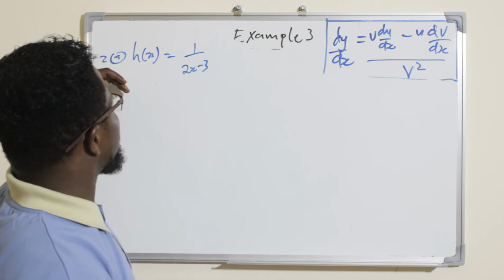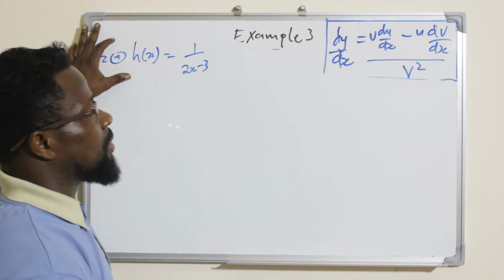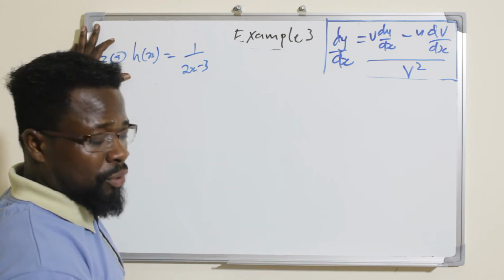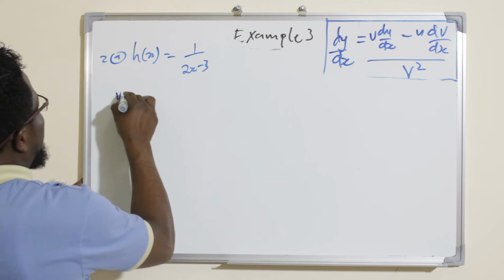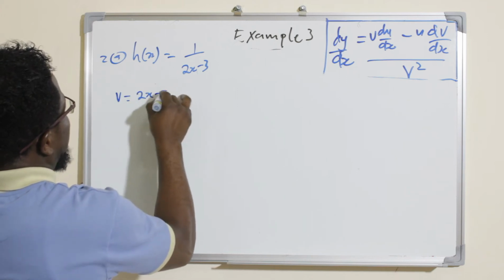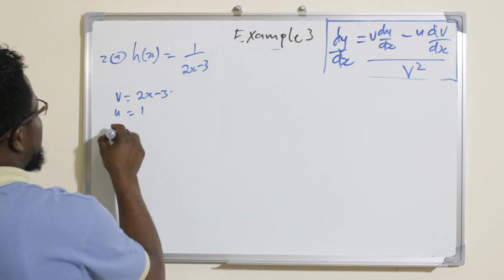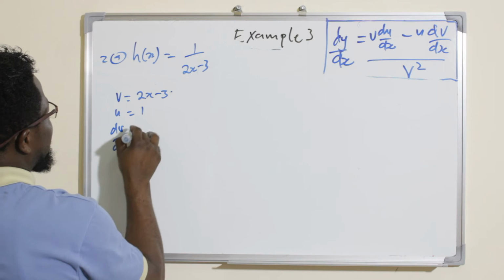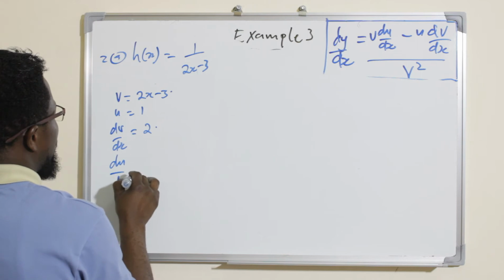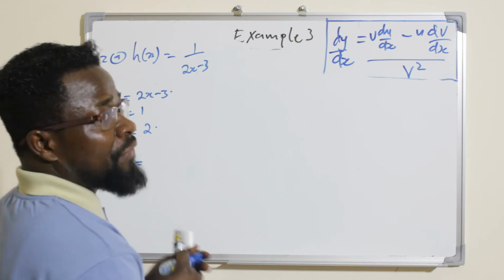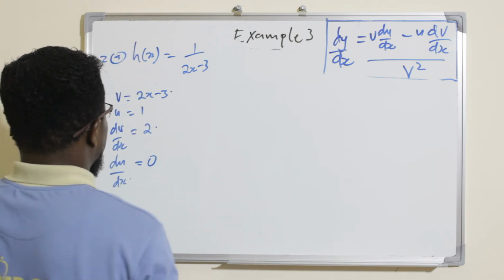Alright, now this is question number 2. In question 2a, we need to apply the quotient rule in solving the problem. So if I want to apply the quotient rule, then I know that my v is 2x minus 3, and my u is 1. So what is dv/dx? dv/dx is 2, and what is du/dx? Well, remember, we are differentiating a constant, and when you differentiate a constant, what do you have? You have 0. So that is 0.